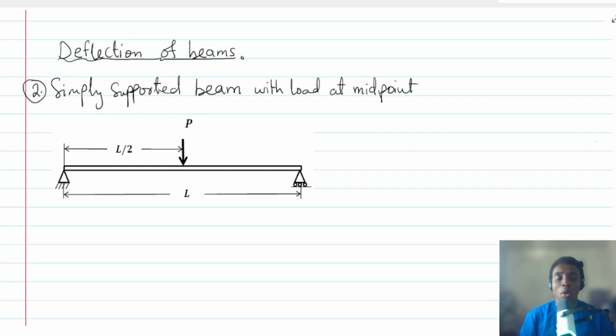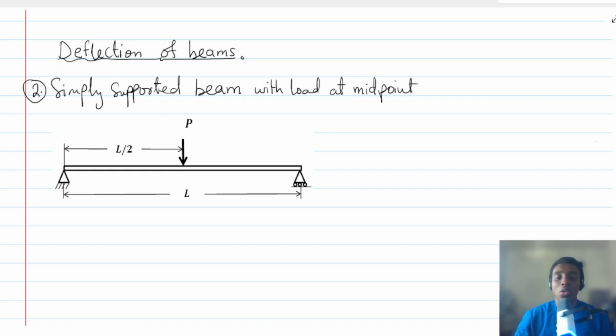Alright, so in this video I want to teach you deflection of beams and we are going to look at a simply supported beam, and then a simply supported beam with a point load. In other words, with a load at the midpoint. Okay, so this is how we are going to do it. You've been given a beam like this and then you've been asked to find the deflection of the beam.